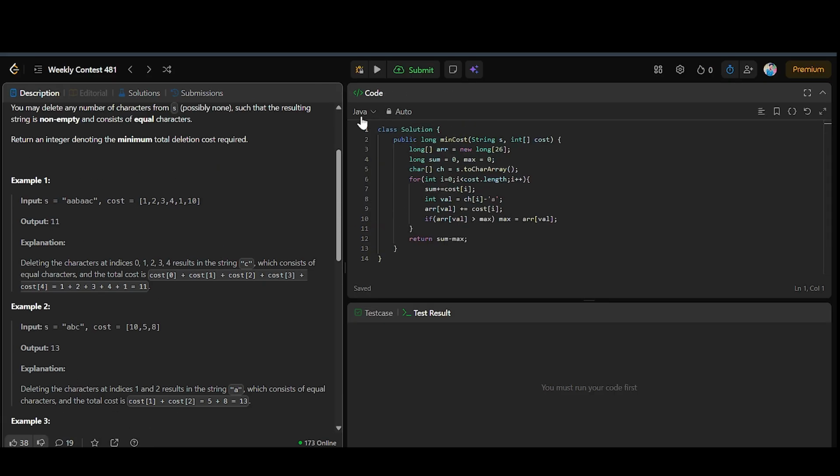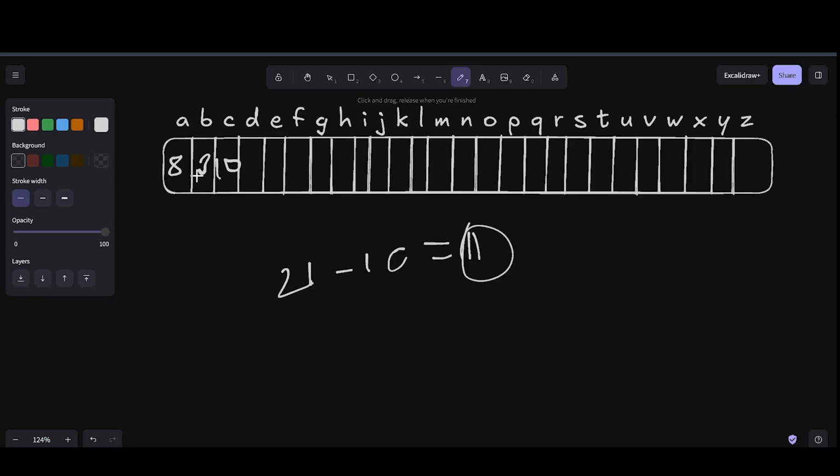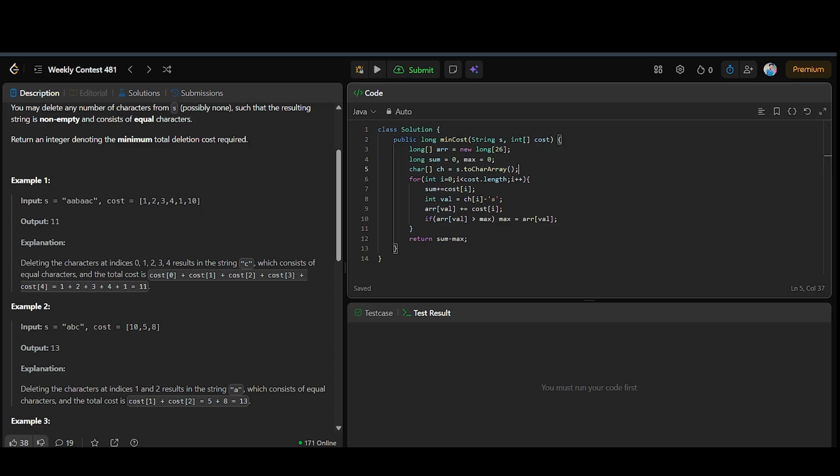I'm coding in Java, but you can code in your preferred language, and you can easily understand this code. We are going to create an array with a length of 26. I already told you why: because we want to keep a record of every character. Then we are creating this sum, which is the total cost. Then we are creating the max integer. Why? We are putting in the character which has the maximum cost.